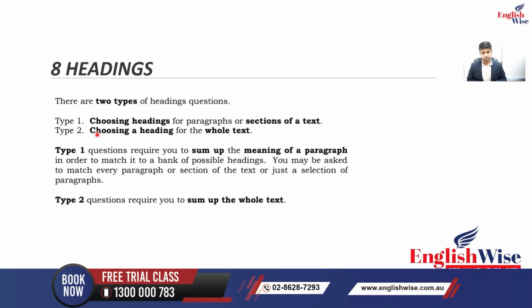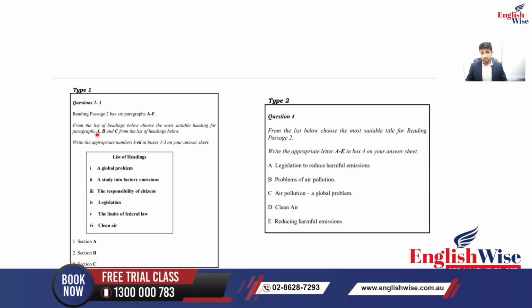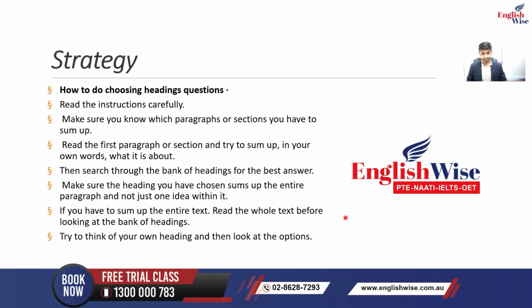Next question type, choosing heading. Choosing heading can appear in two different types. Sometimes there could be choosing headings for each subsection of the passage. Sometimes it could be choosing a heading for the entire passage. Type 1 is when you are given a list of headings and questions with each section, and type 2 is when you have to give one heading to the entire given passage.